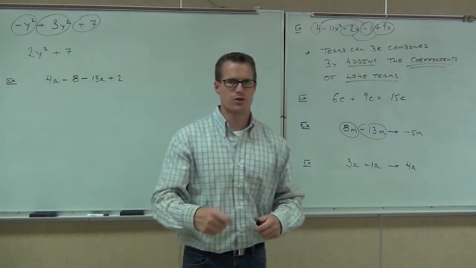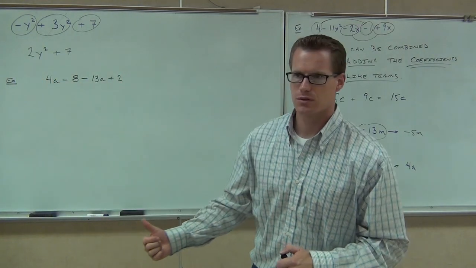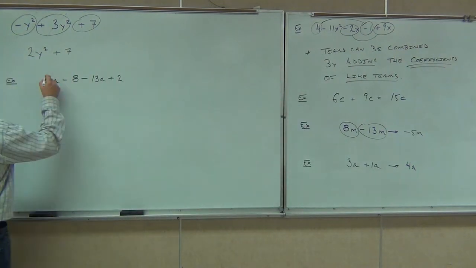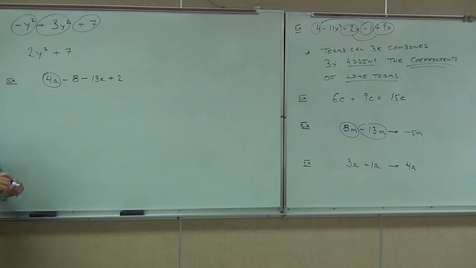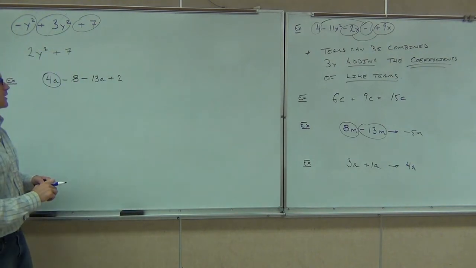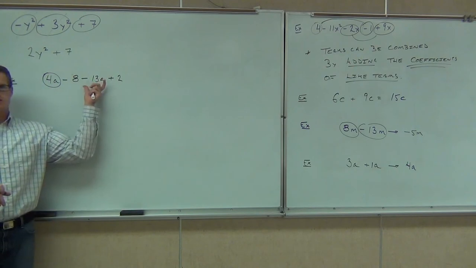Okay, you know the drill now. How many terms? 4. We're going to start with the 4a. That means we're going to circle that, and we're going to look for any like terms with 4a. Are there any like terms with 4a? Negative 13a. Okay. Are we going to circle just 13a or the negative 13a? Negative. Good.